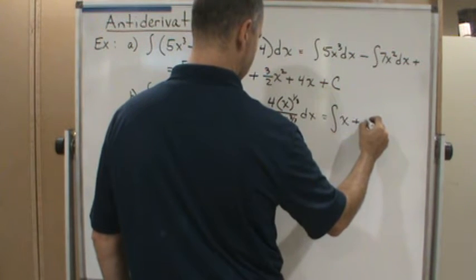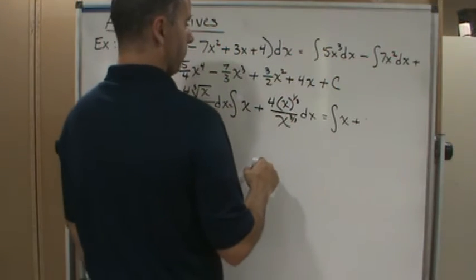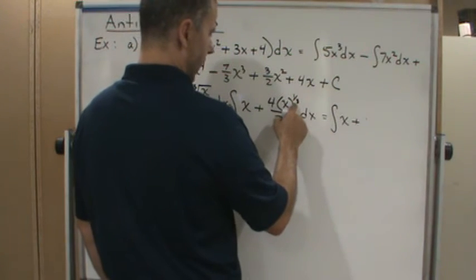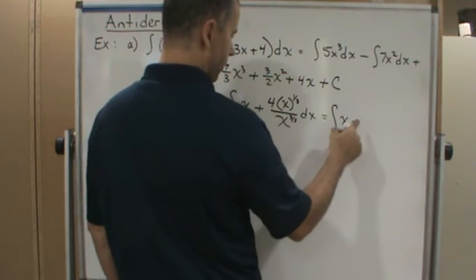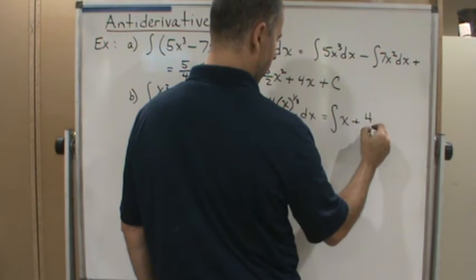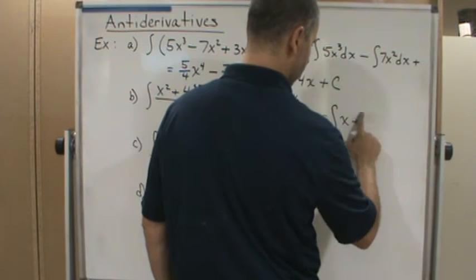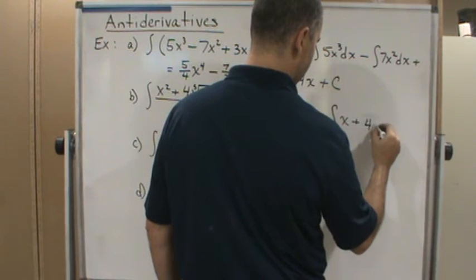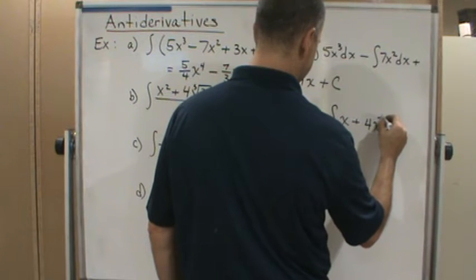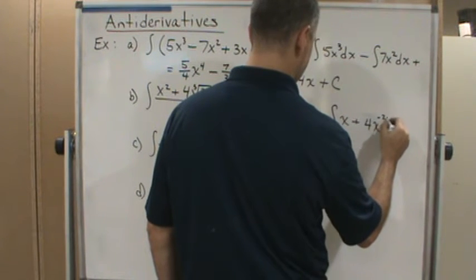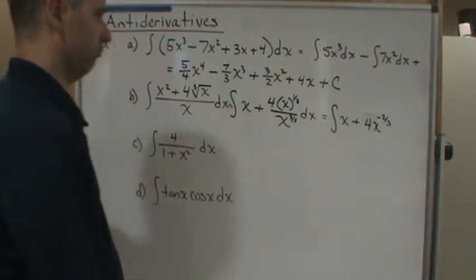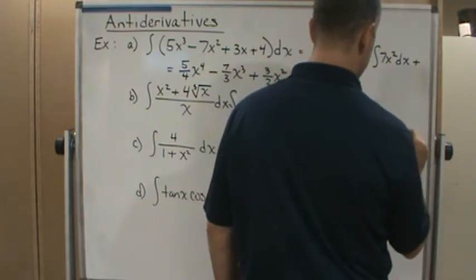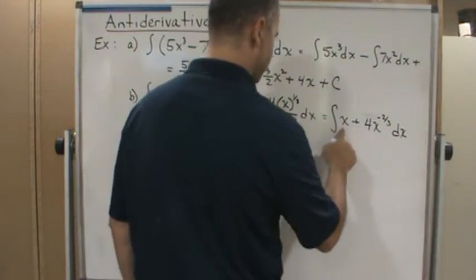Now, if I subtract, what am I going to get? I'm going to get negative 2/3. So this is going to end up being 4x to the negative 2/3 dx. And now I can do this term by term.